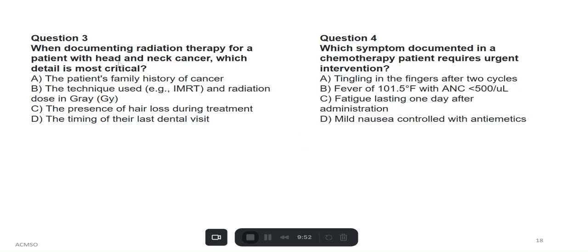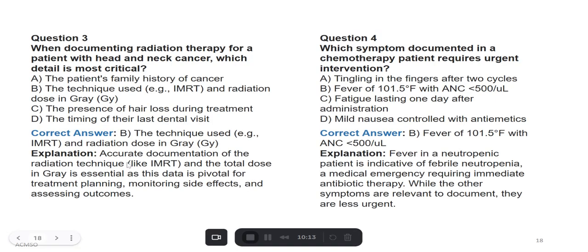Question 3. When documenting radiation therapy for a patient with head and neck cancer, which detail is most critical? A. The patient's family history of cancer. B. The technique used, for example IMRT, and radiation dose in gray, Gy. C. The presence of hair loss during treatment. Or D. The timing of their last dental visit. The answer is B. Accurate documentation of the radiation technique like IMRT and the total dose in gray is essential, as this data is pivotal for treatment planning, monitoring side effects, and assessing outcomes.